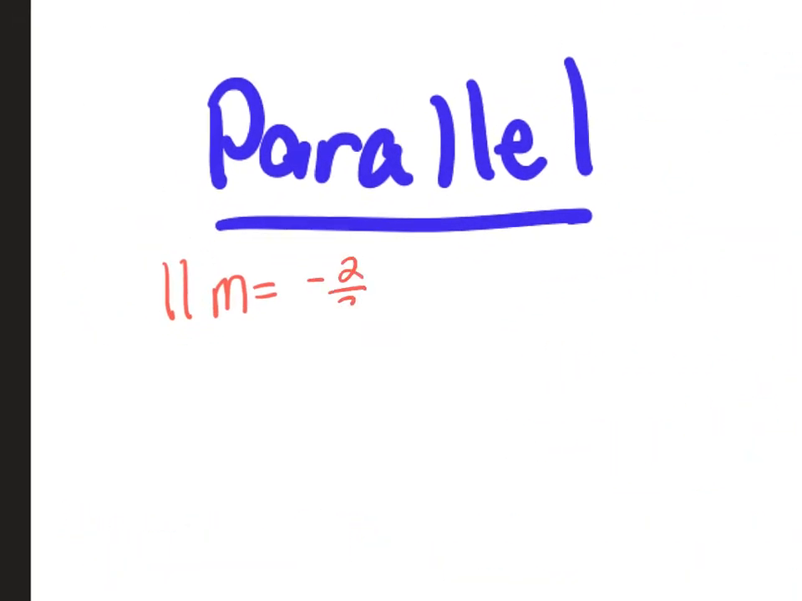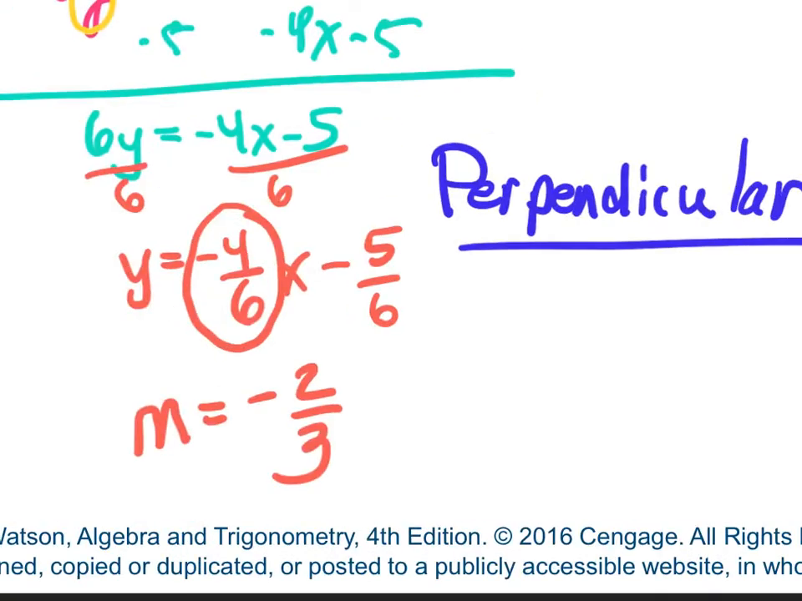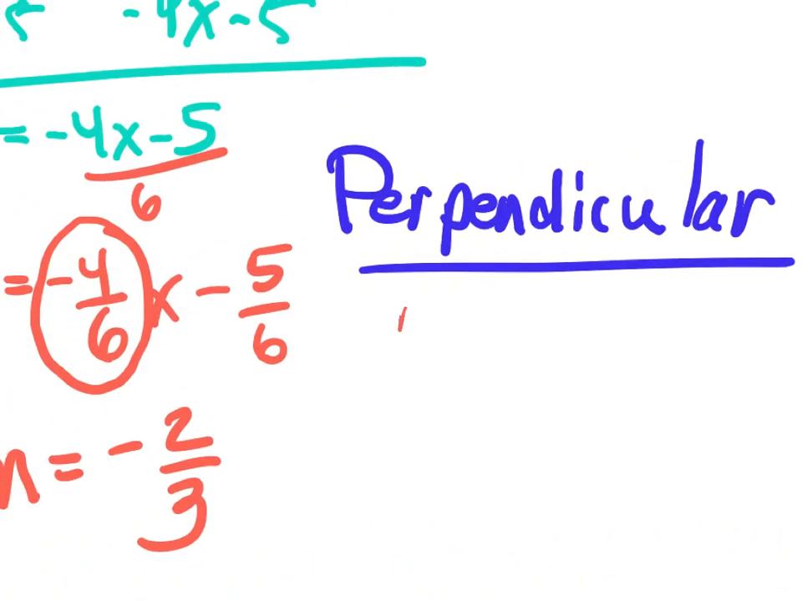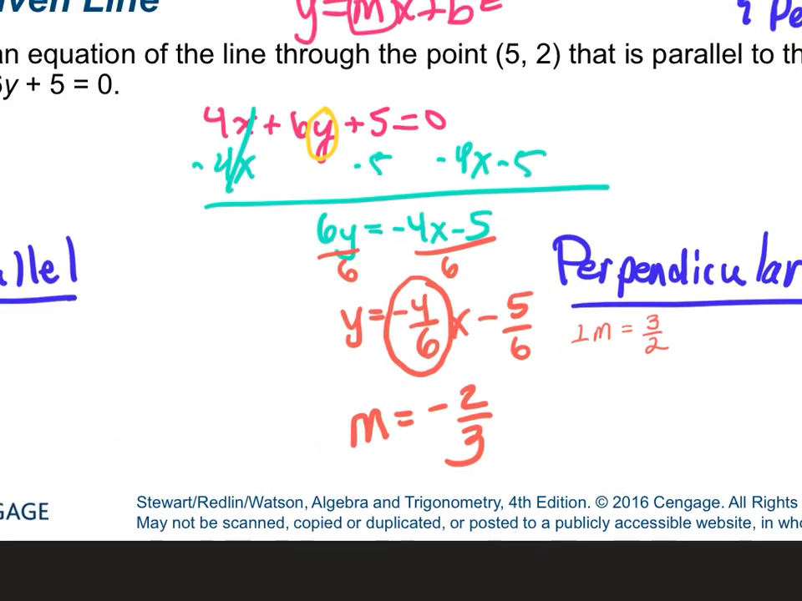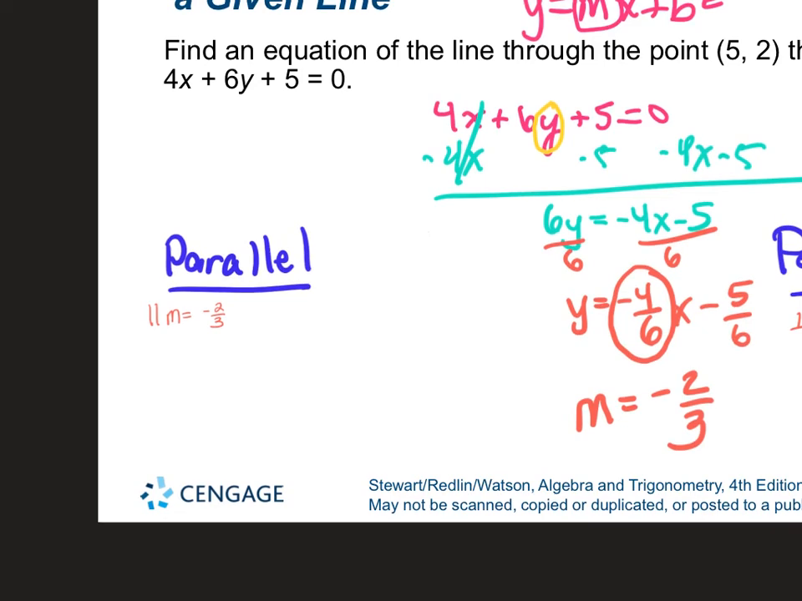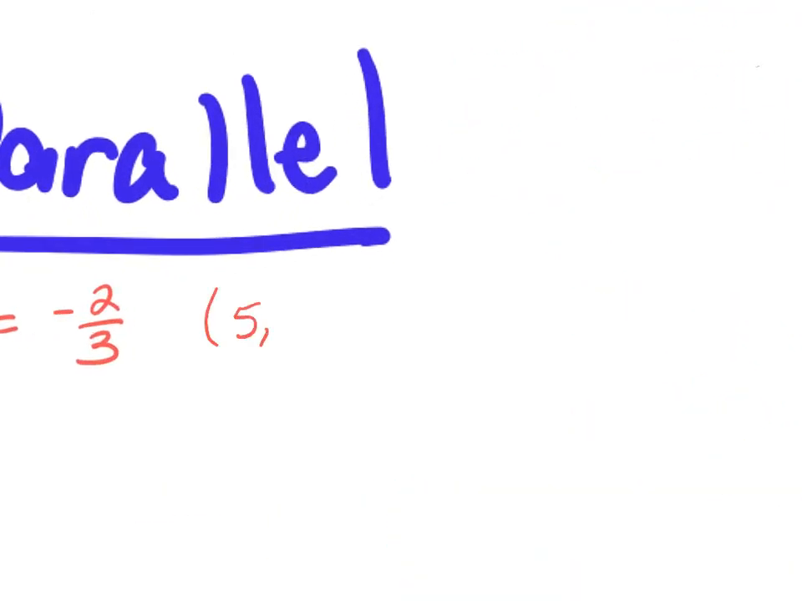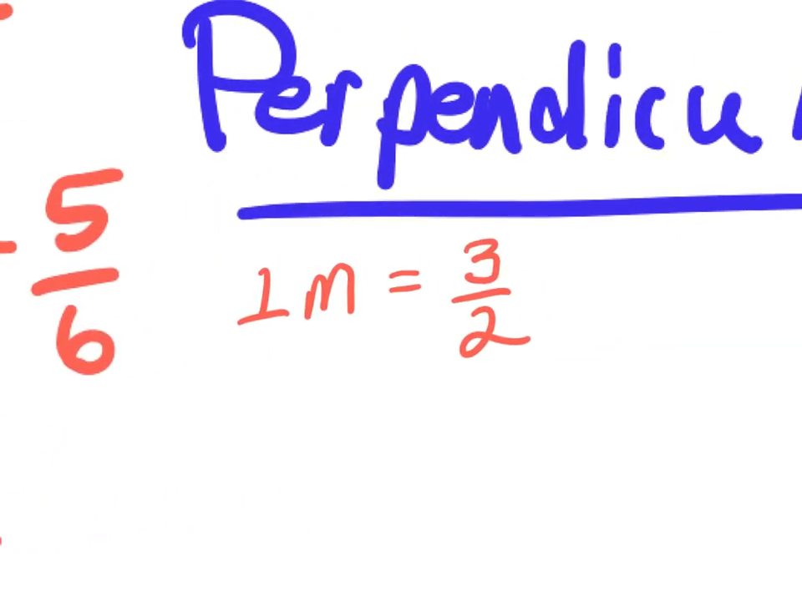Same exact slope. If I'm going to write a line that is perpendicular to this line, what's the slope that I'm going to use? 3 over 2. Positive 3 over 2. Good. And now we use the point that they gave us. They gave us this point, 5, 2. In both cases, we're going to use the same point.